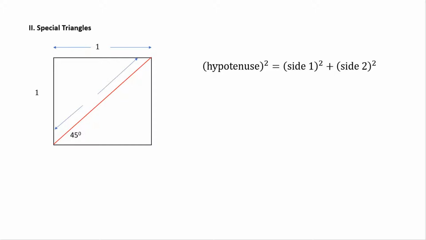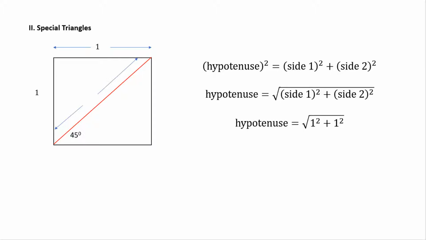Then we would get that the hypotenuse is equal to the square root of the sum of each side squared. We only take the positive root as distance has to be positive, and so we substitute in the values and get that the hypotenuse is equal to the square root of one side, which is length 1 squared, plus another side, which is also length 1 squared. Solving, we get that the hypotenuse is the square root of 2.